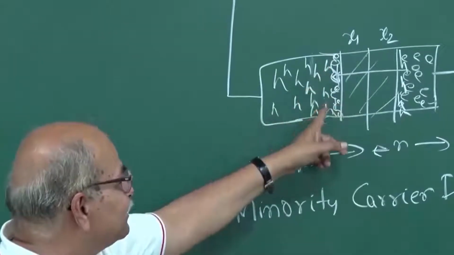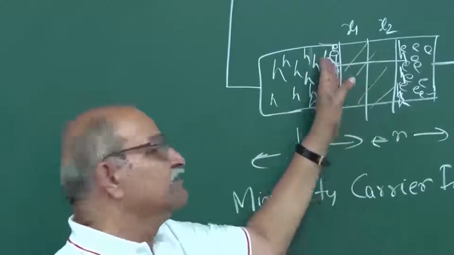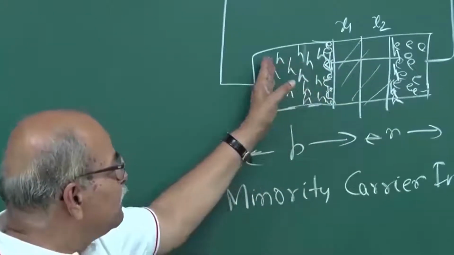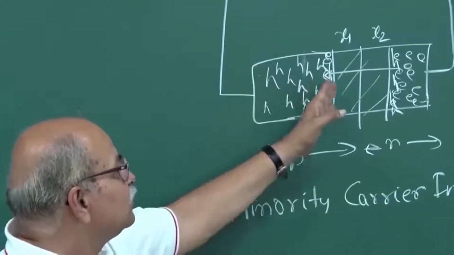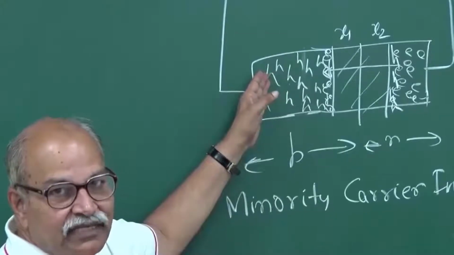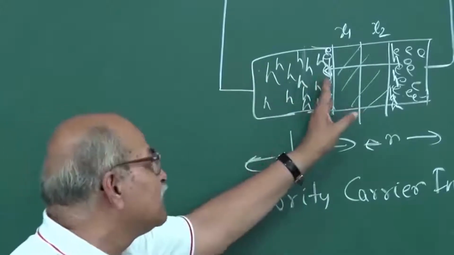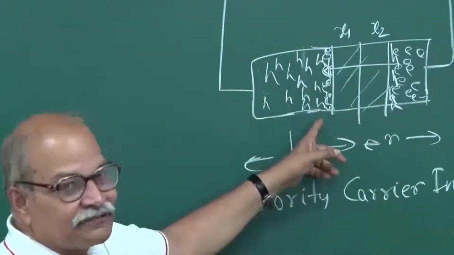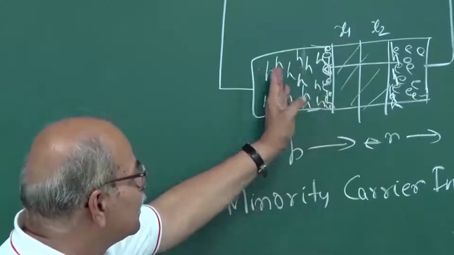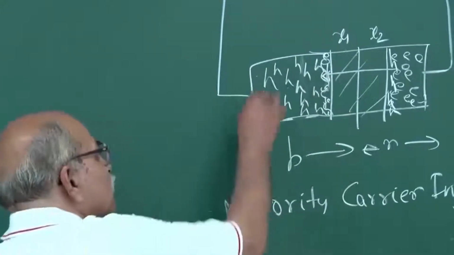So for these electrons, for example, you have a large concentration here because of this diffusion, because of this injection, and as you go away from the depletion region you have very few minority carriers. So you have a concentration gradient once again, and therefore there will be a diffusion of these carriers. These are now minority carriers which are diffusing from right to left, from the edge of the depletion layer to this contact here.